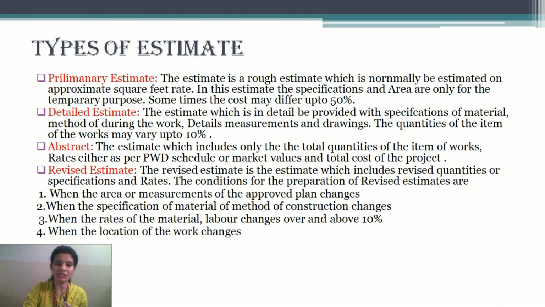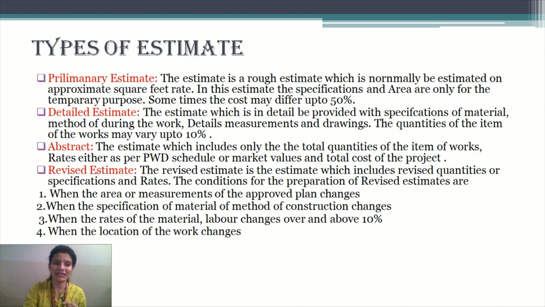This type of estimate is basically a rough estimate, which is normally estimated on the approximate square feet. In this type of estimate, only the specifications and area are known to us, for a temporary purpose, and we simply find the rough or approximate cost, since we do not have the complete information about the project work. We do not have the data with us. The plan or cross-sectional detail are not available. In that case, we simply prefer the preliminary estimate, and in this type of estimate, the cost may vary up to 50%.